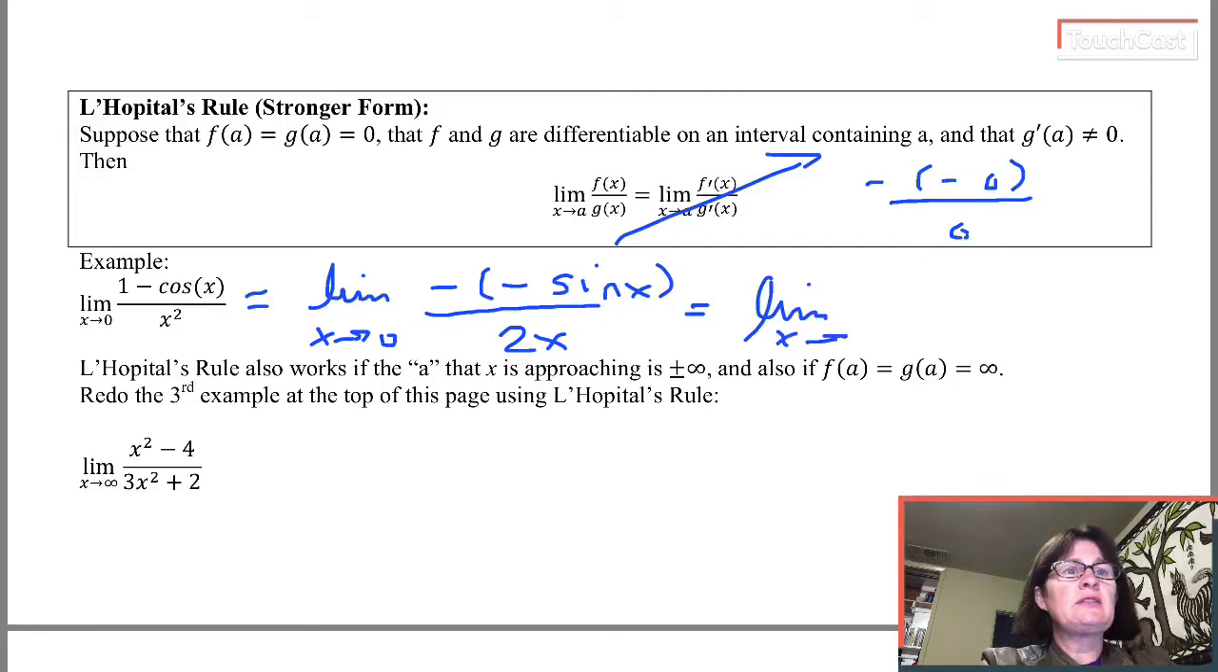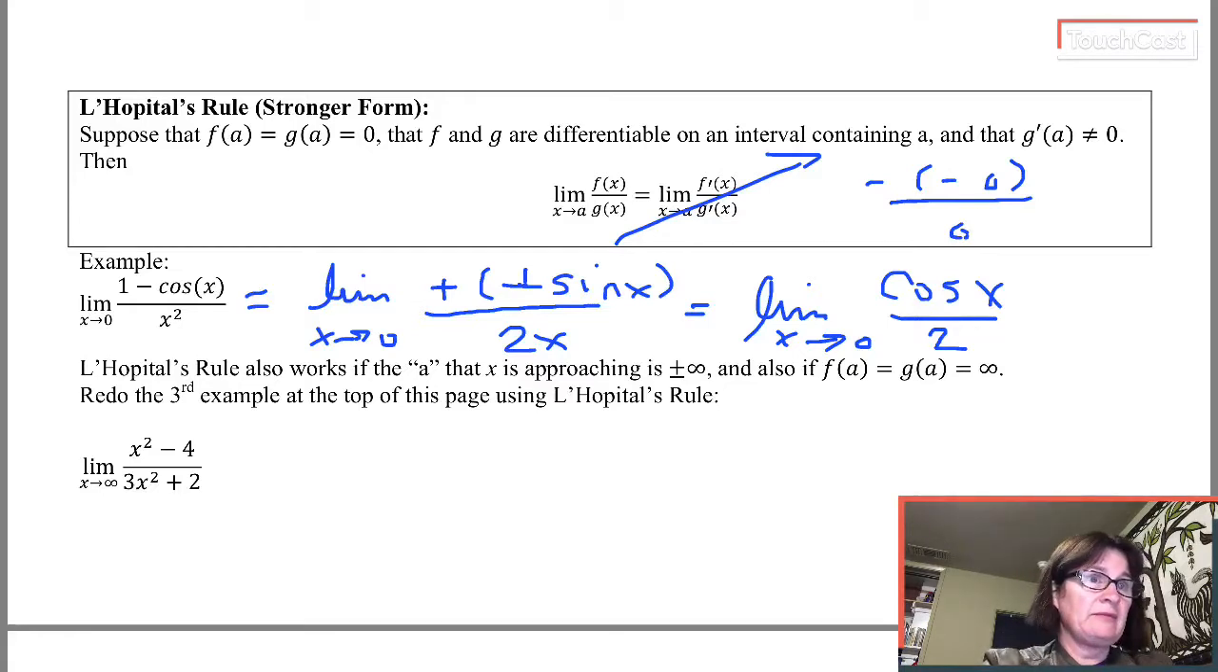as x goes to 0 of, I'm going to find the derivative of the numerator and the derivative of the denominator. Well, negative sine of x is really positive sine of x. The derivative of sine of x is cosine of x. And the derivative of 2x is 2. Now I'm going to evaluate again.